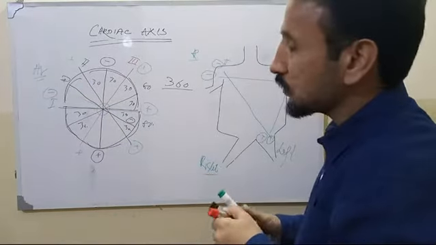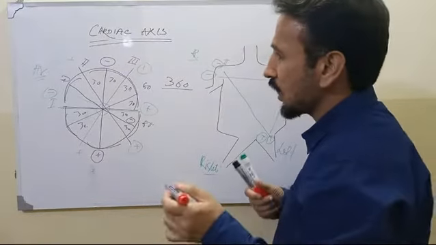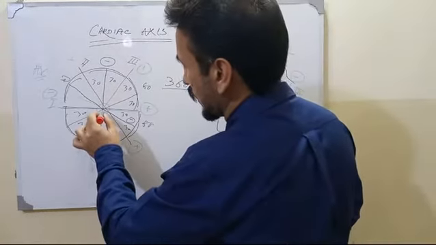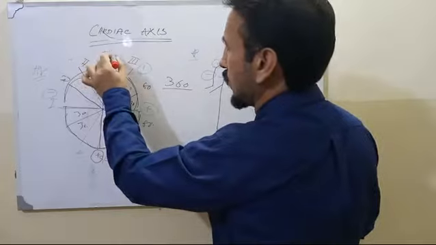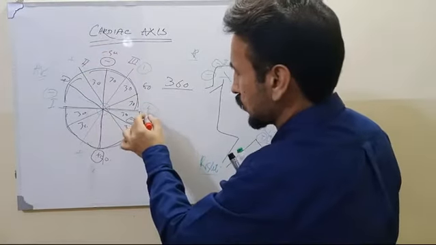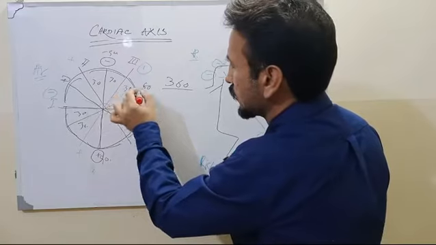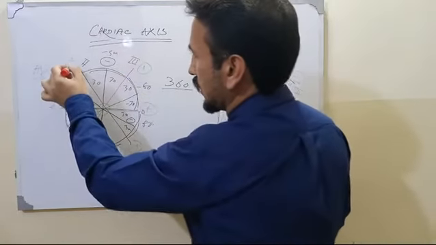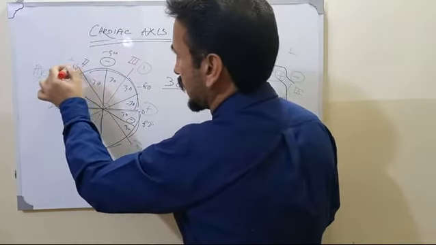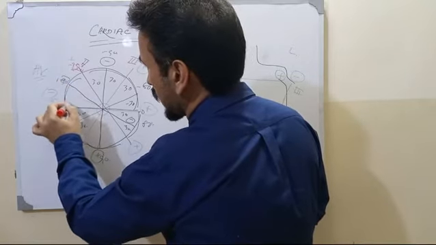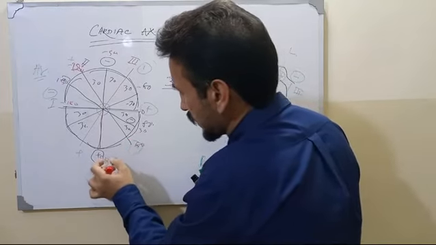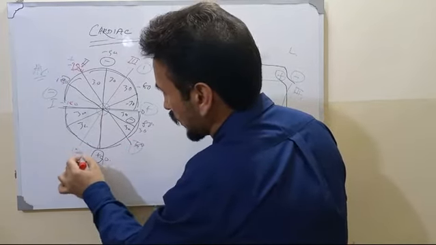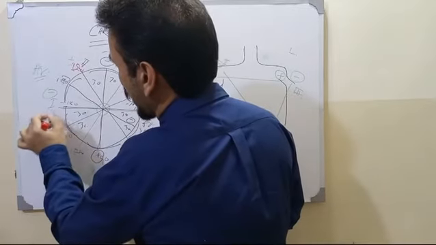Now the normal cardiac vector lies in the range of, so this is plus 90, this is minus 90. If we drag, this is 0, this is minus 30, this is minus 60, this is minus 90, this is minus 120, this is minus 150, this is minus 180, right? So this is 0, this is plus 30, plus 60, plus 90, plus 120, plus 150, and plus 180, right?